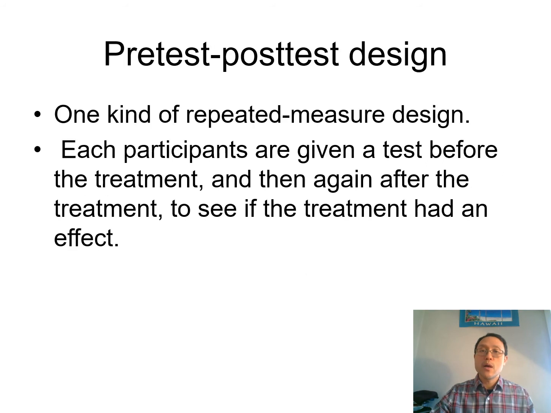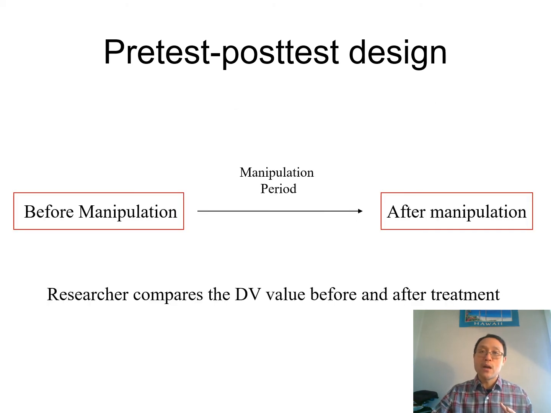Now, you're probably thinking that it seems like the one-group pre-test post-test design is a real problem. This is one kind of repeated measures design, right? Each participant is given a test before a treatment and then again after the treatment, to see if the treatment had an effect in the pre-test versus the post-test. This is a real problem in the sense that there could be effects of history, there could be effects of maturation, and there could be the actual practice effect, right? So there are ways to combat that, and how would you do that?